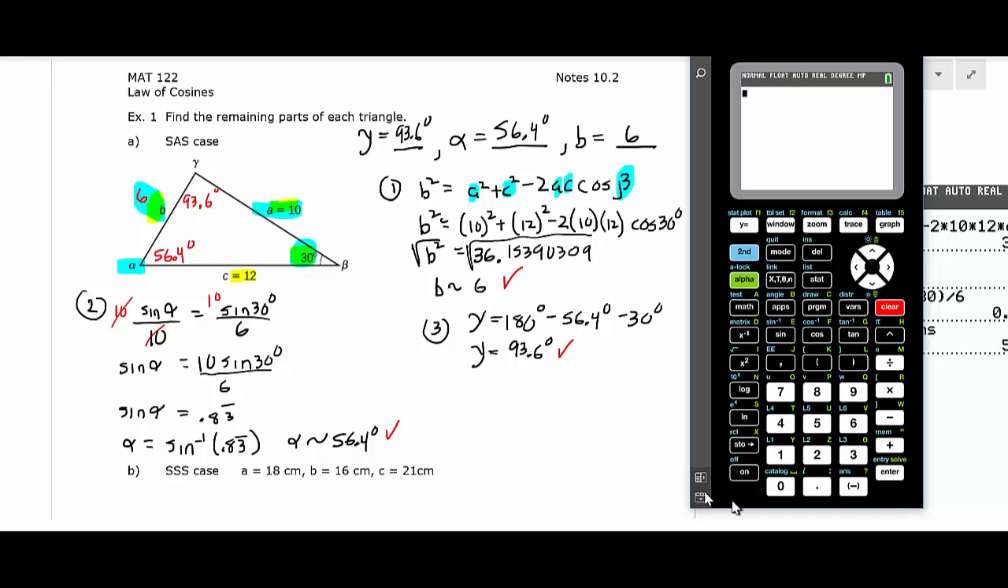What I do is I just pick an angle. I'm going to start with sine of 30, and then I'm going to divide that by its opposite side, which is 6. Then I'm going to pick another angle. So I'm going to do sine of 93.6, divide by its opposite side, which was 12. Okay, and we're getting about the same thing. And then do the sine of the other angle, 56.4, and divide by its opposite side, which was given as 10. So that all pretty well verifies that.